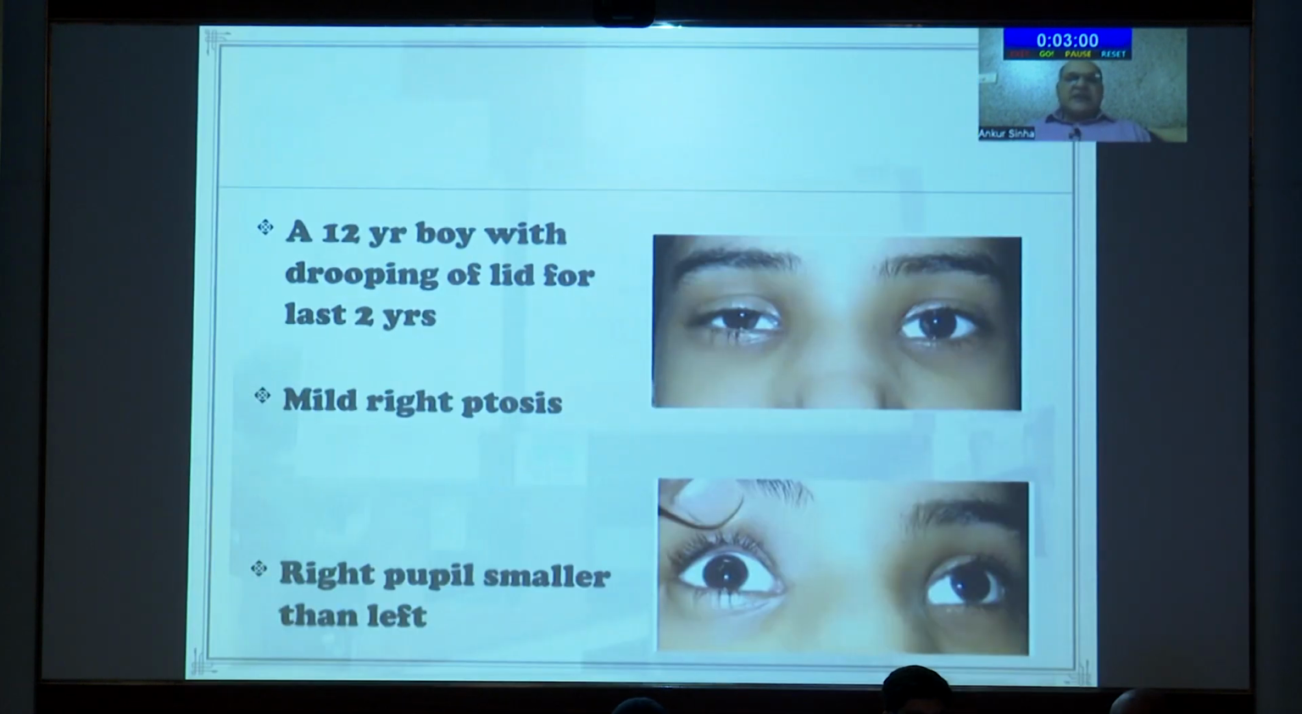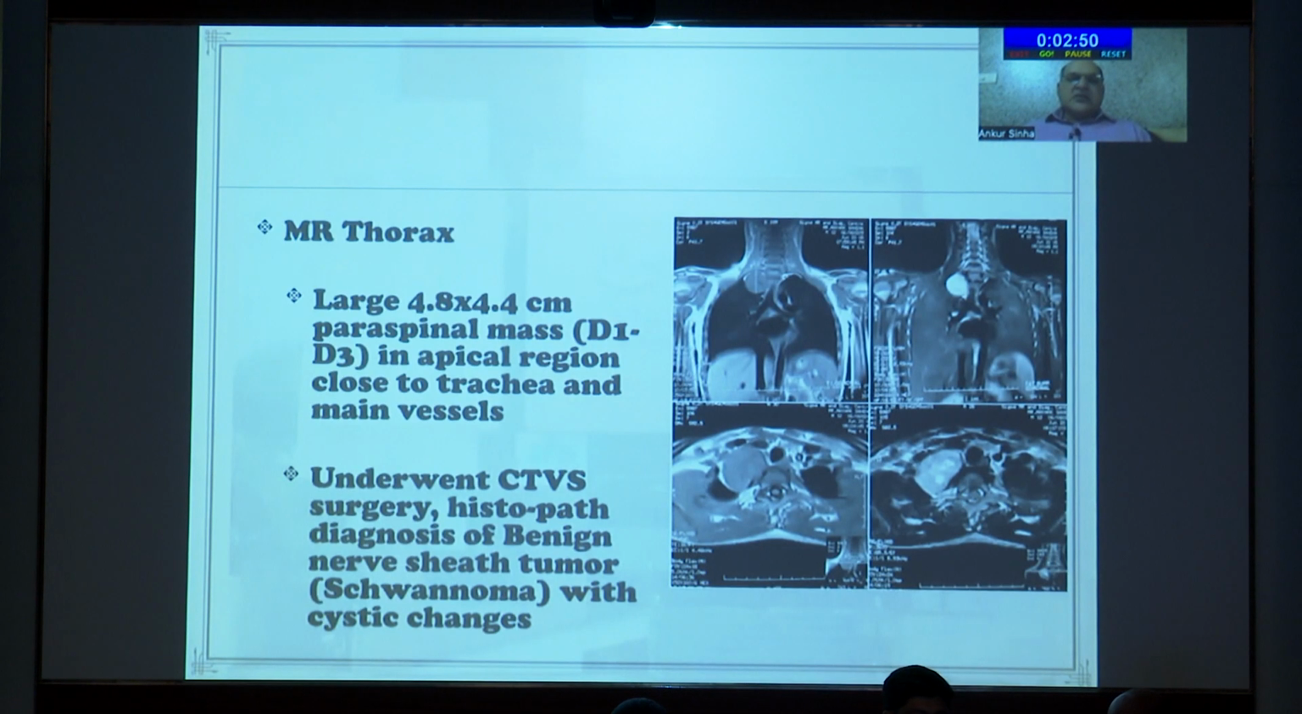Now, this is the case of a 12-year-old boy with drooping of the lid for the last 2 years. We can see there's a right mild ptosis, and the right pupil is smaller than the left. So the patient was diagnosed with Horner's pupil and subjected to an MRI, where we can see a large paravertebral mass in the apical region close to the trachea. The patient underwent CTVS surgery, and histopathology showed benign nerve sheath schwannoma with cystic changes.